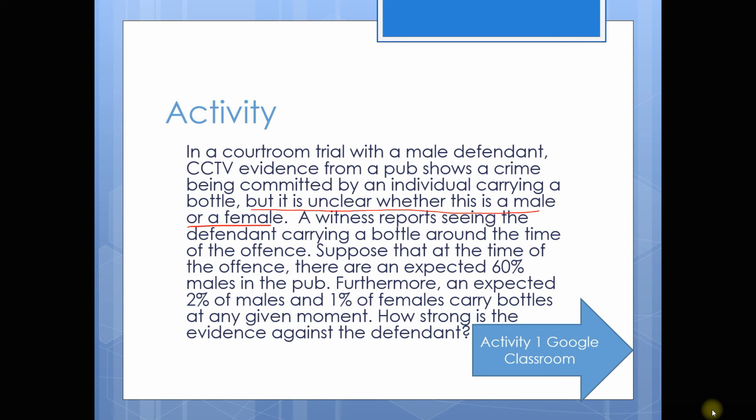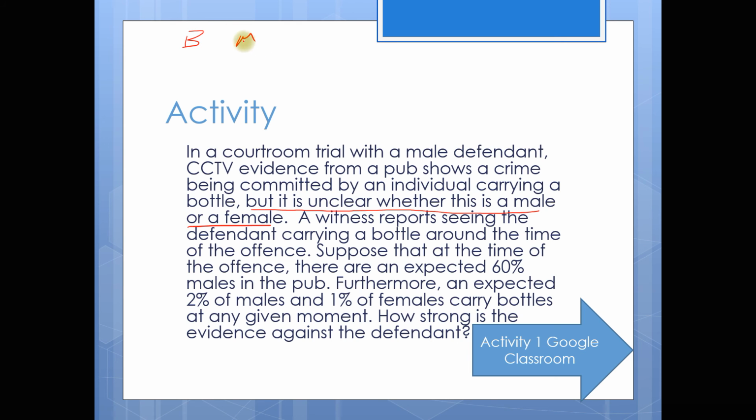You are getting information in terms of a person carrying a bottle. You are getting information about the fact that the person is a male. But what is unclear is whether the person is a male or a female. So even if I don't read till the end, I will already have an idea that there are 2 events here: a person carrying a bottle, and a person being male or female.